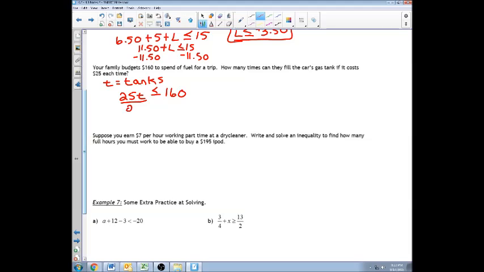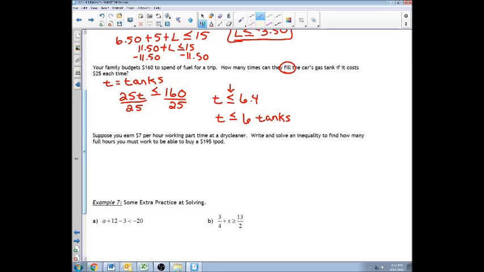I'm going to go ahead and divide by 25. That would leave me with T is less than or equal to 6.4. Well, 6.4, the 0.4 is not filling my tank. That would be 40% of a tank. The question says, how many times can they fill the car's gas tank? So do I actually have enough money to fill my gas tank 7 full times? I do not, because this says less than or equal. So full gas tanks would be, oh, I'm sorry, 6 tanks.